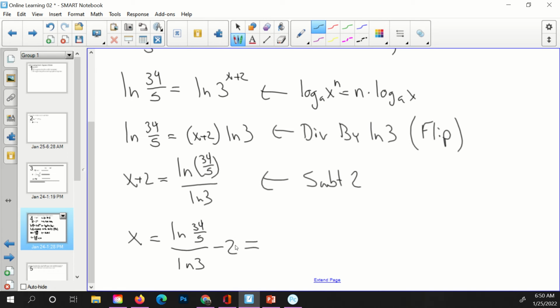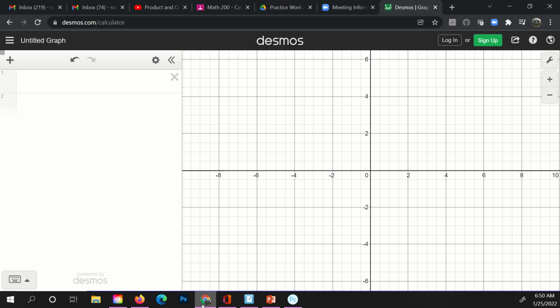Now we can just take that, go to Desmos, and we're going to need a few parentheses here, but we'll start by doing the numerator. It was the ln of 34 divided by 5, and then we'll close those, and then we'll divide by the ln of 3, and then we will subtract 2, and we'll get 2.551.